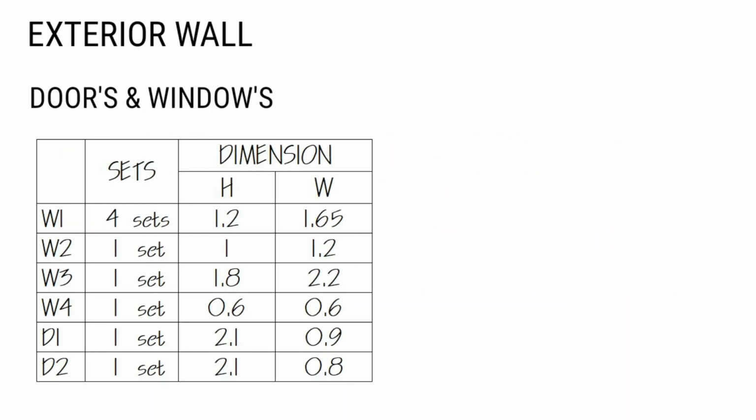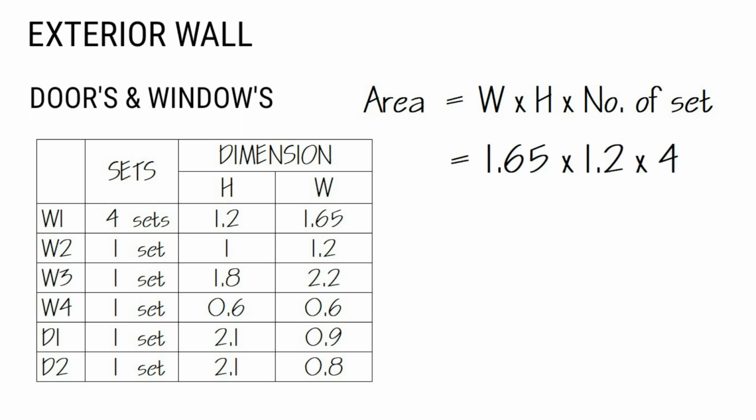Computin naman natin yung area ng mga opening ng bintana at pintuan na nasa perimeter wall. Base sa plano, meron tayong window 1 na 4 na piraso, isang pirasong window 2, isang pirasong window 3, isang pirasong window 4, isang pirasong D1 or main entrance door natin, at yung service door natin, isa din. So, let's start with 4 sets na window 1. So, ang dimension ng window 1 natin ay 1.65 meter by 1.2 meter. So, area, that is equal to 1.65 multiplied by 1.2 multiply by 4 sets, and that is equal to 7.92 square meters.